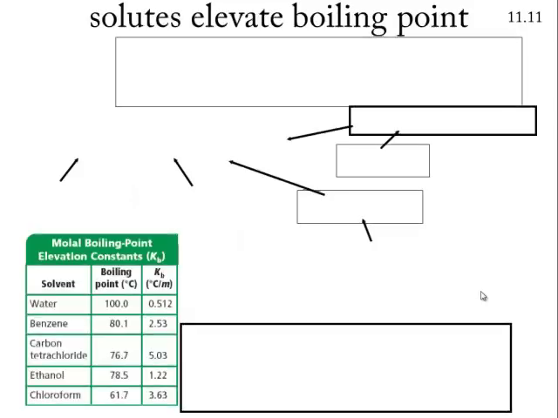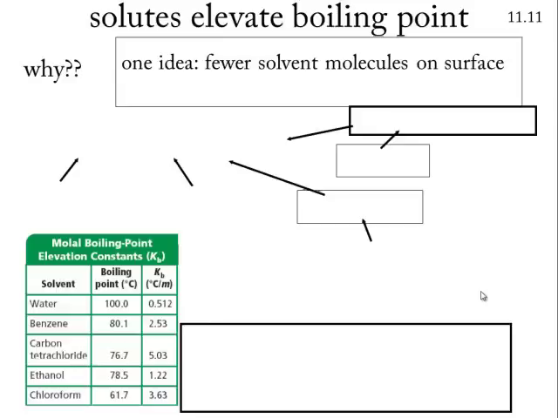Solutes elevate the boiling point. They make it go up. How come? One argument could be that there's fewer solvent molecules on the surface and they interfere with that boiling process. There's lots of other potential explanations. Those solute molecules absorb energy. Those solute molecules may have a higher boiling point than water, etc. Various explanations are possible.